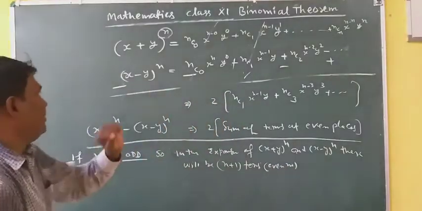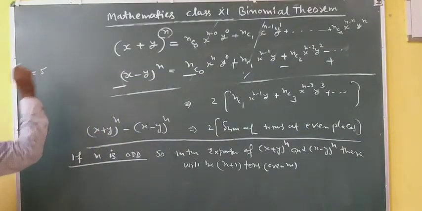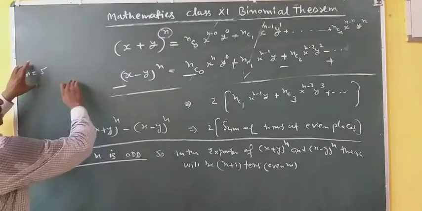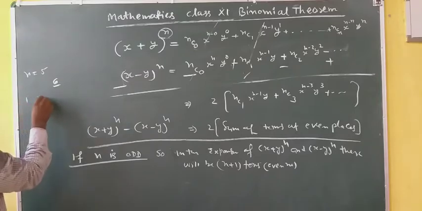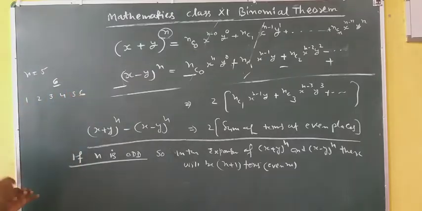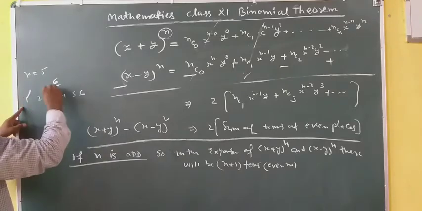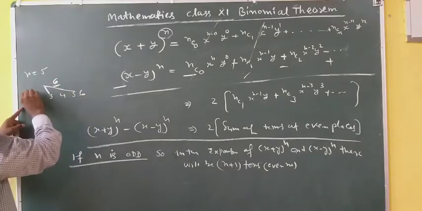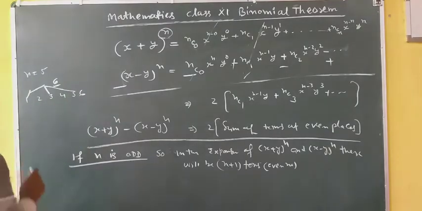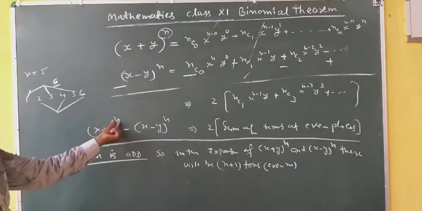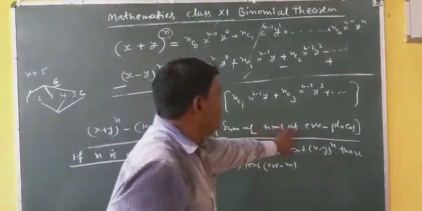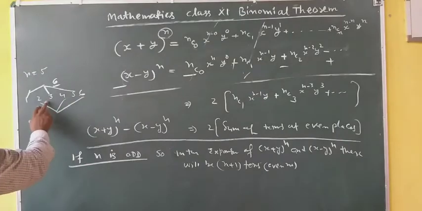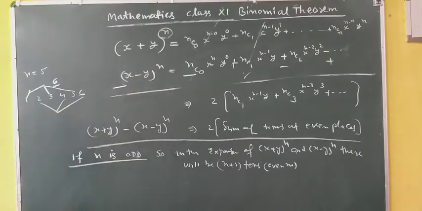Suppose n is equal to 5. So in the expansion of (x plus y) power 5, there will be 6 terms: 1, 2, 3, 4, 5 and 6. Getting or not? So there are 3 terms at odd places and 3 terms at even places. So in the expansion of (x plus y) power n minus (x minus y) power n, which is 2 into sum of terms at even places, how many terms are there? There are (n plus 1) by 2 terms.